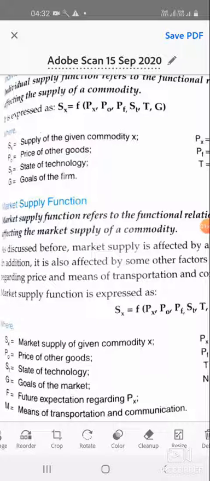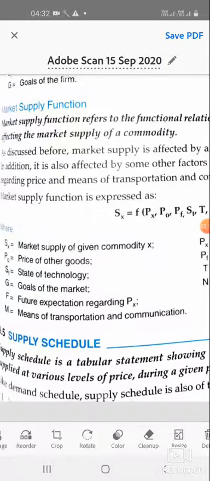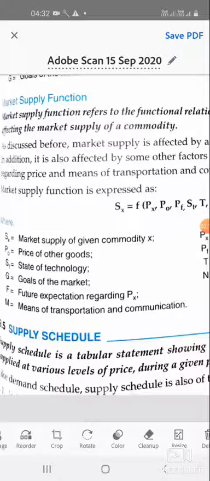Sx is the market supply of the given commodity X. Px is the price of the given commodity X. Po is the price of other goods. Pf is the price of factors of production. St is the state of technology. T is for taxation policy, G for goal of the firm, Nf for number of firms, and M for means of transportation and communication.